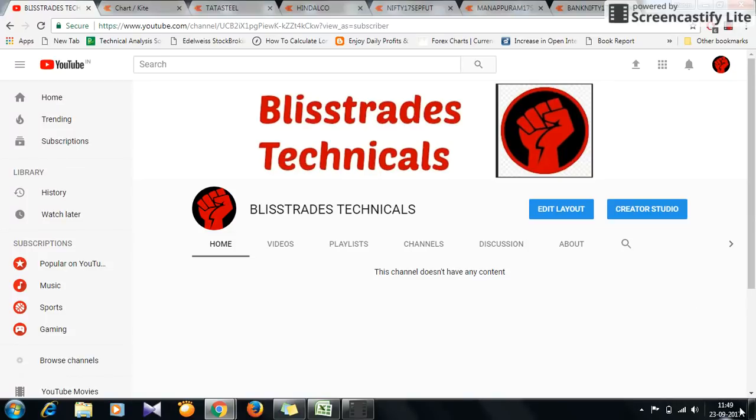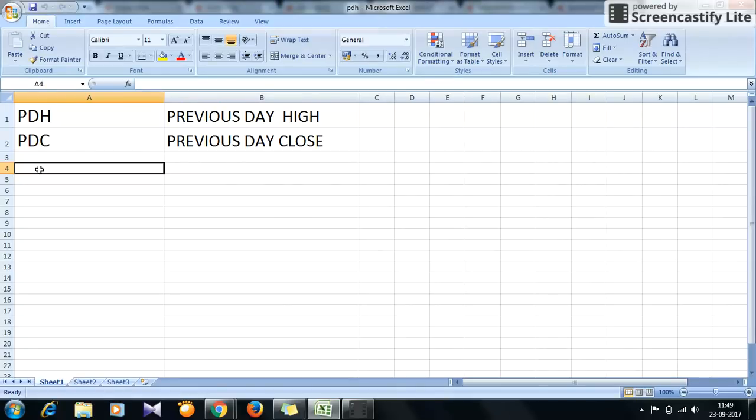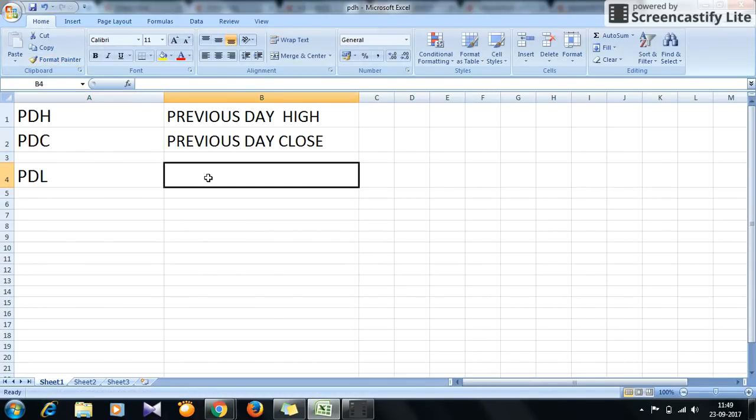The data points which I am using for this method are basically three: PDH, PDC, and PDL, which is previous day's low. So we have the previous day high, we have the previous day close, and we have the previous day low also.